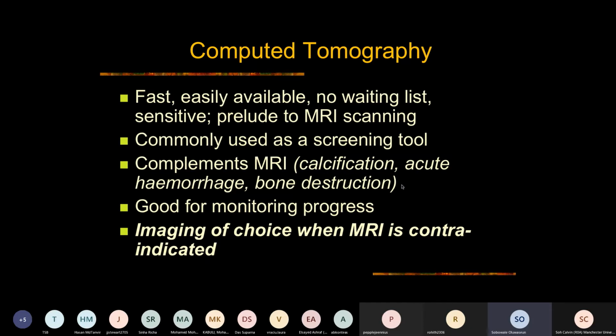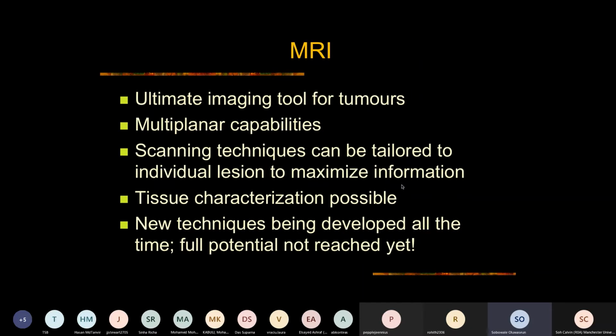So MR is effectively the only way to investigate. MR is very good because you can scan in different planes: sagittal, coronal and axial. And you can tailor the imaging technique to get maximum information from the scan. You can characterize the tissue, such as hemorrhage, solid components, different products, proteinaceous fluid. And new techniques are being developed all the time.